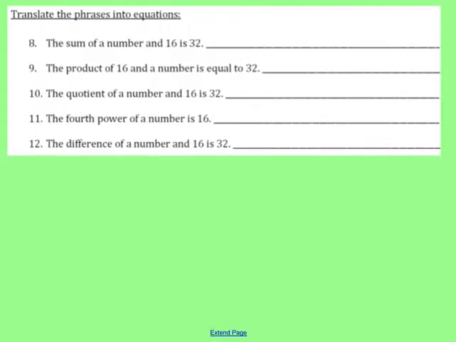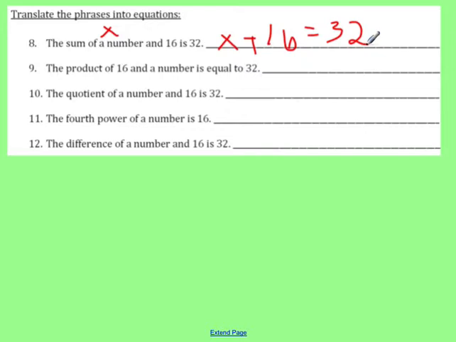The sum of a number and 16 is 32. So a number is going to be x. We don't know what that is. The sum means adding. So that means our x plus our 16 needs to be equal to 32. Right now we're just translating them into equations. We're not solving them quite yet.